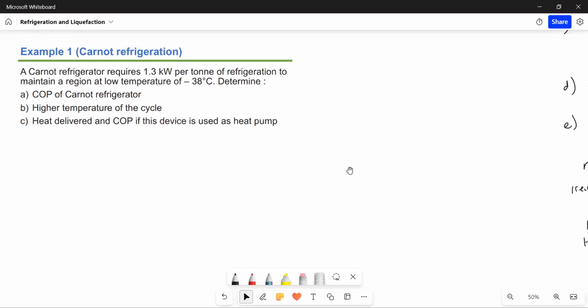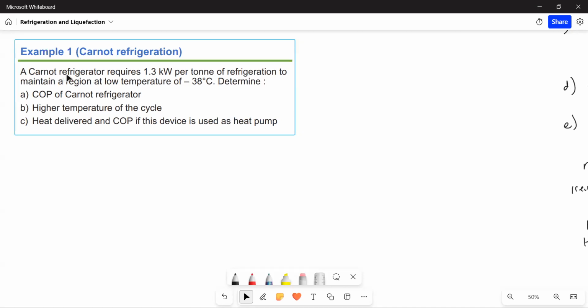Hello, class. So let's continue with the sample problems under the topic refrigeration and liquefaction. This problem is from Ma'am Roe's handout. Okay, let's read the problem.